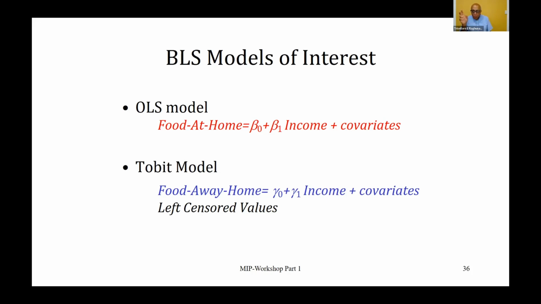So here gamma 1 is of interest, and these are left-censored values, in the sense that you have to be working away from home in order to have a food away from home expenditure. So this is a Tobit model, a left-censored values model.